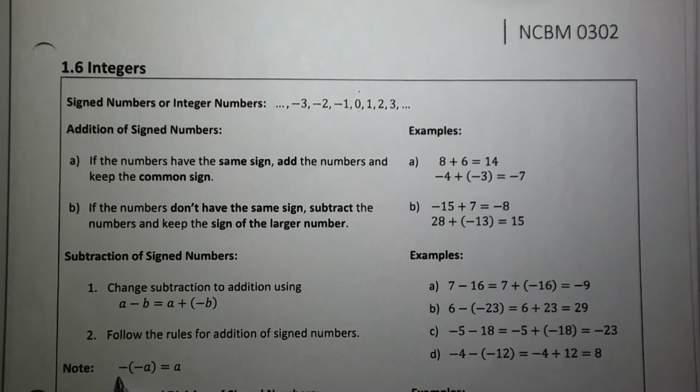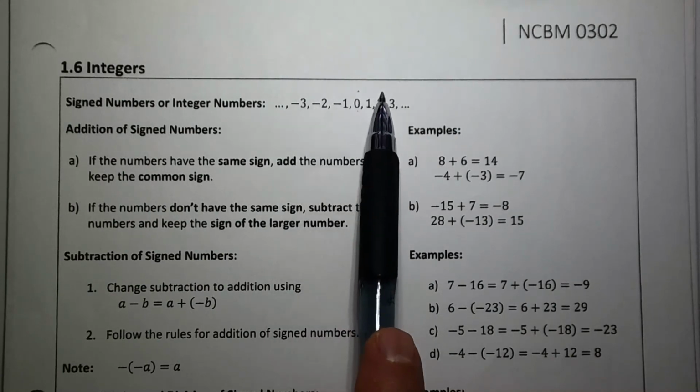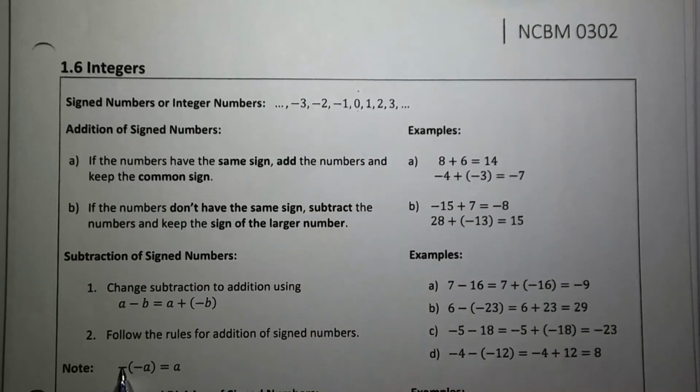We have another rule. If a number has two negative signs back to back, two negative signs back to back become a positive sign. So negative of negative A is positive A. This negative means the opposite of. Look here, the opposite of negative 2 is positive 2. This negative actually means opposite, so negative of negative A is positive A. Two negatives back to back make a positive.